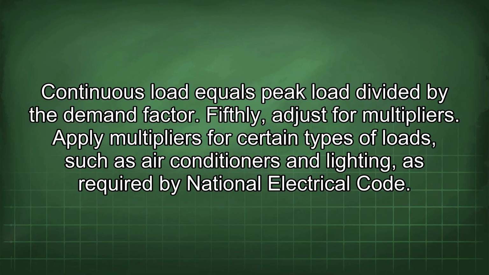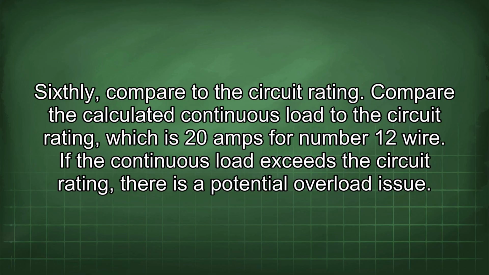Fifthly, adjust for multipliers. Apply multipliers for certain types of loads, such as air conditioners and lighting, as required by the National Electrical Code. Sixthly, compare to the circuit rating. Compare the calculated continuous load to the circuit rating, which is 20 amps for number 12 wire. If the continuous load exceeds the circuit rating, there is a potential overload issue.